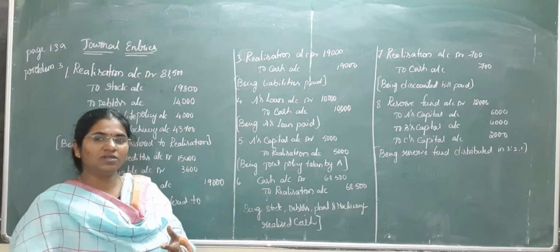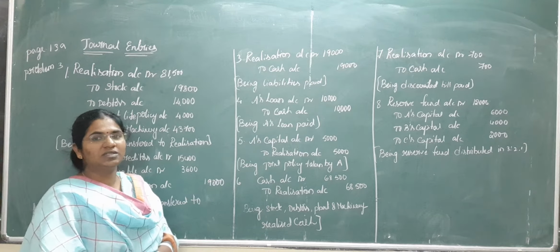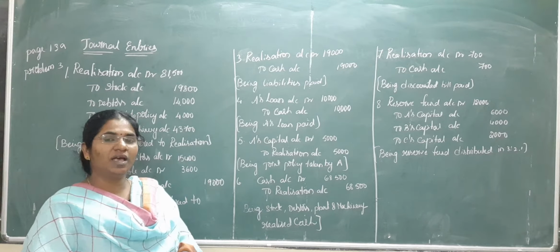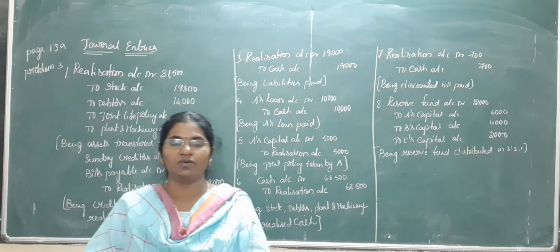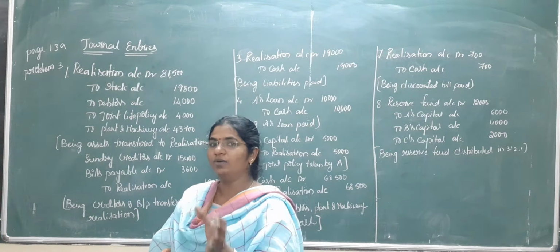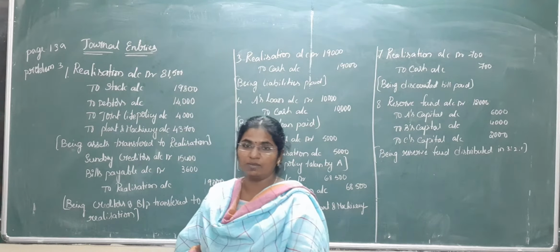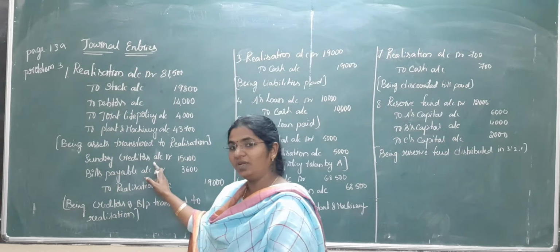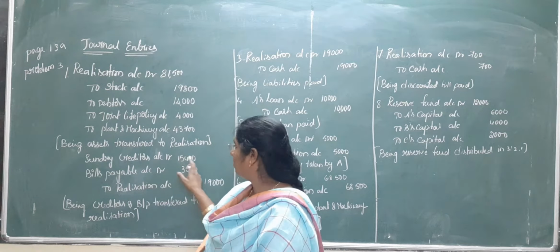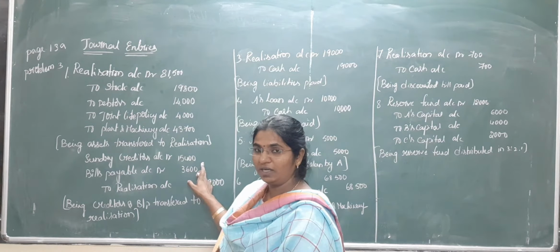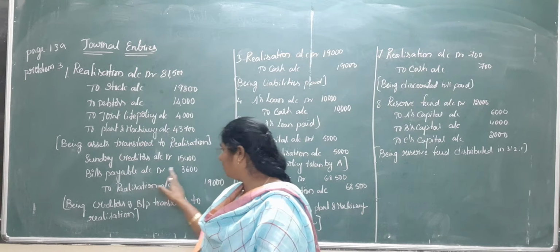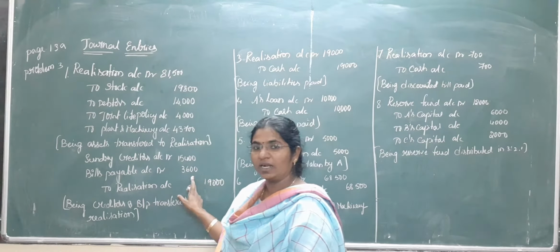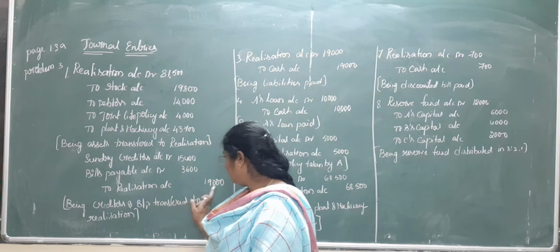Now come to the point: in the problem they have given some liabilities also. What kind of liabilities do we have to transfer to realization account? Only outside liabilities or current liabilities. In this problem we are given sundry creditors worth 15,400 and bills payable 3,600. So total current liabilities here are 19,000.